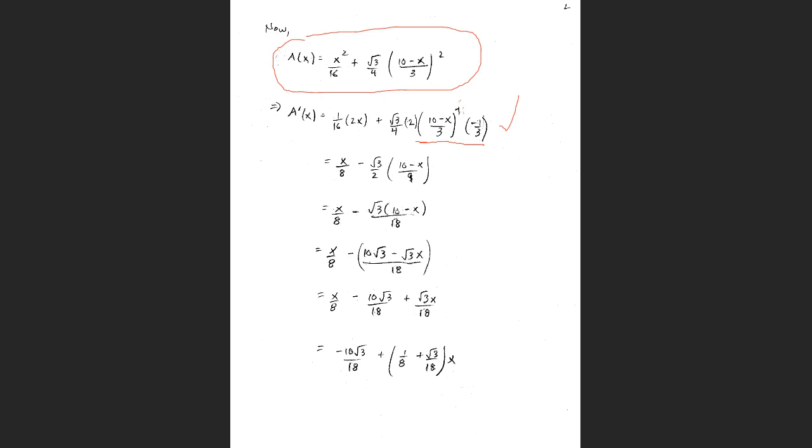So A prime of x, what I do is I just write it and simplify it until I get that A prime of x, the first derivative of the area function, equals x over 8 minus 10 root 3 over 18 plus root 3 x over 18. Okay, are there any questions on that?